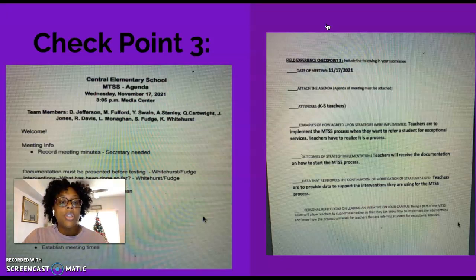So during this meeting, this was not a school-wide meeting. This was just grade level representatives. And I am a grade level representative for the MTSS team for 5th grade. So as you can see, we discussed how documentation should be presented. We talked about the interventions. The MTSS chair presented the paperwork and how the process should look. And it's just more so making sure that you are following the procedures when referring students for exceptional services.